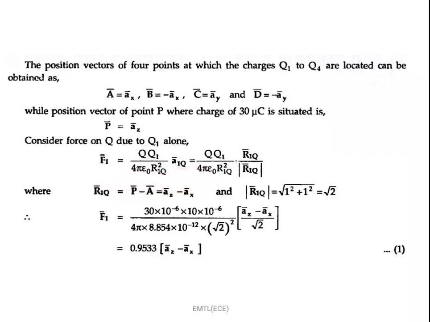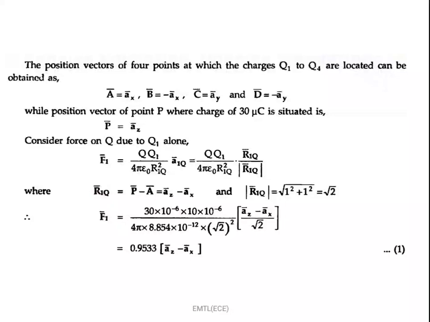Here we have to find R1Q and also A bar 1Q. The value of R bar 1Q is simply the difference between the position vector of P and the position vector of A. Here the position vector P is Az bar and the position vector for A is Ax bar. By subtracting these we get the radius, the distance between P and A, indicated by the letter R bar 1Q.